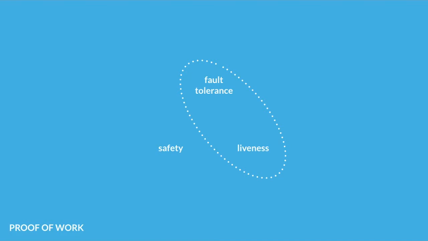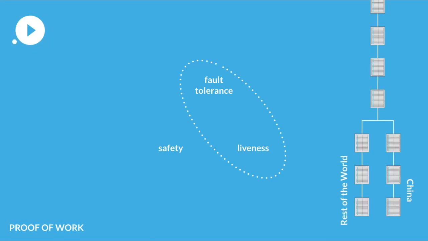Proof of work favors liveness over safety, meaning that if, say, China's internet were to get cut off from the rest of the world, a fork in the Bitcoin blockchain would occur. Miners in China would keep building on one blockchain, and miners outside of China would fork and create their own ledger, causing potential double spends.